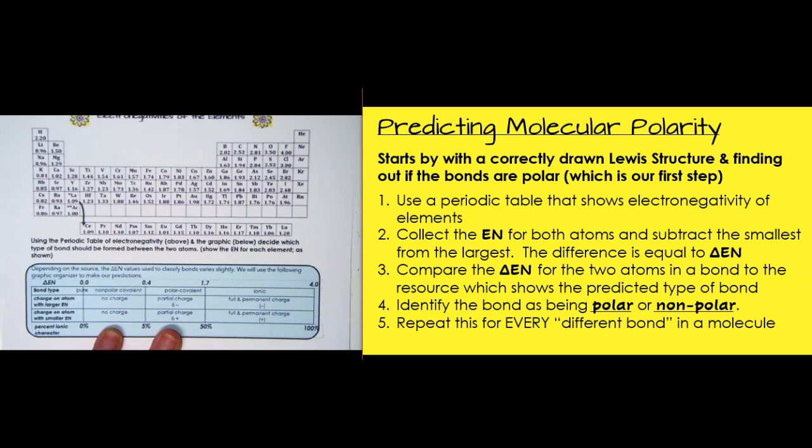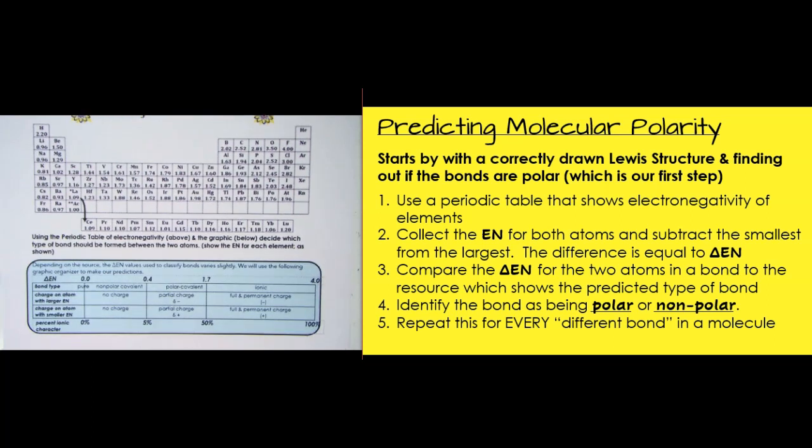Now, I'm going to go ahead and tell you, if you had 4 hydrogens, you only have to do it once, because you would know that all hydrogen to the central atom bond electronegativities are going to be the same, and so each and every one of them would have the same identification.